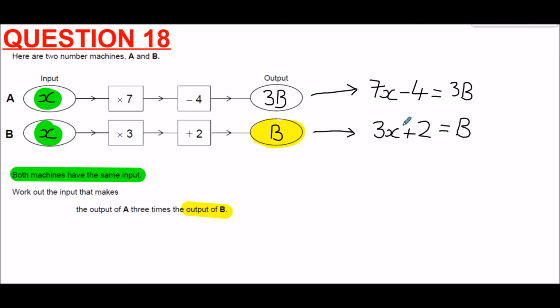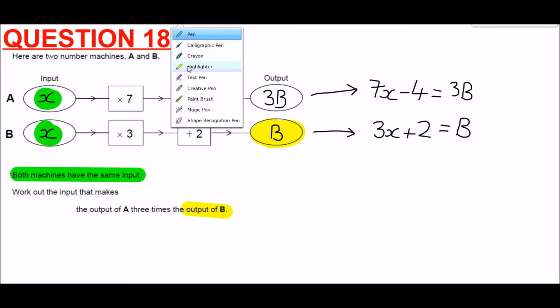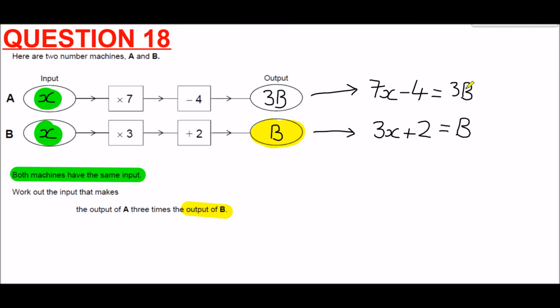So now knowing what to do, as I say, is slightly tricky, but what we could do is substitute in what b is into the top equation. So if you have a look at the top equation, we're told what 7x minus 4 is. It's worth 3b. But we're also told that b itself is 3x plus 2.